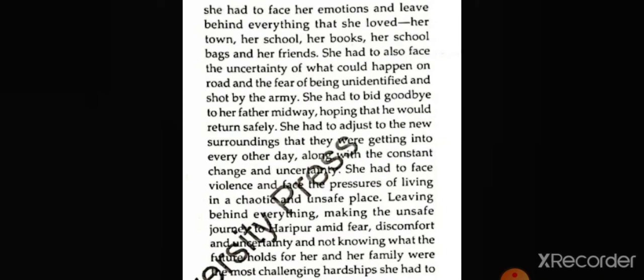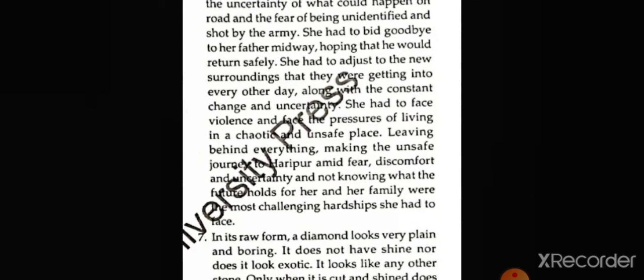She had to also face the uncertainty of what could happen on the road and the fear of being unidentified and shot by the army. She had to bid goodbye to her father midway, hoping that he would return safely. She had to adjust to the new surroundings that they were getting into every other day. Along with the constant change and uncertainty, she had to face violence and the pressures of living in a chaotic and unsafe place, making the unsafe journey to Haripur amid fear, discomfort and uncertainty, and not knowing what the future holds for her. But what the future holds for her and her family were the most challenging hardships she had to face.